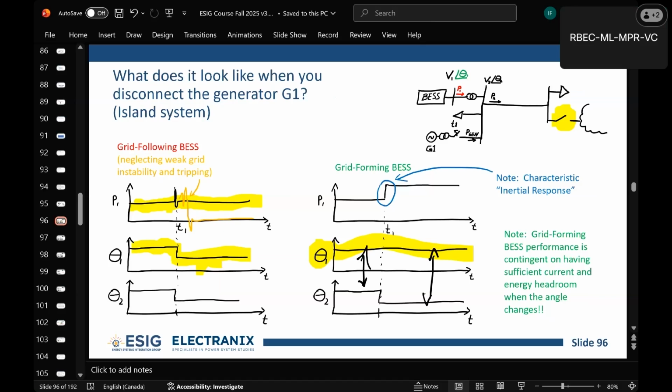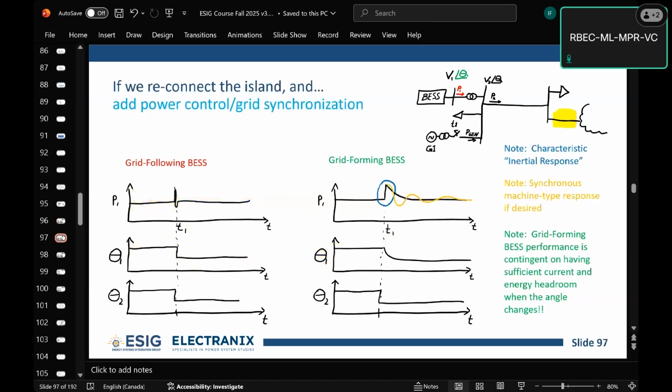Now let's reconnect our island. So now we've got our island breaker closed again. We're synchronized with the system. So now we're grid connected. We're going to do the same thing. So we can see in our grid following device, we have basically the same thing. We're tracking the power, we're trying to produce constant power, and so we do. Theta 1 is tracking theta 2, and so it matches and that keeps the angle constant.